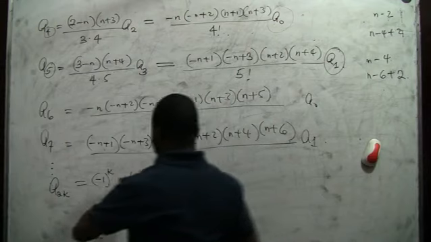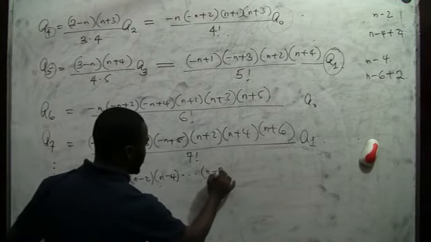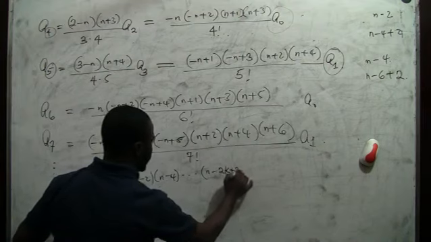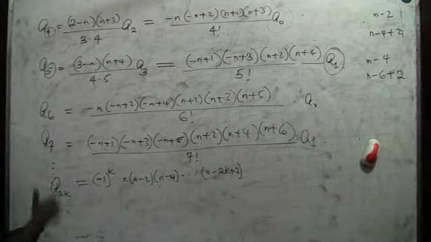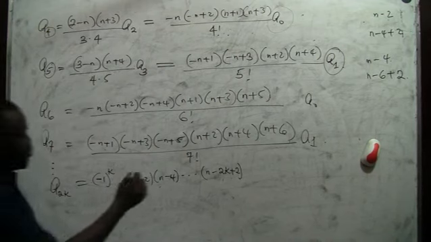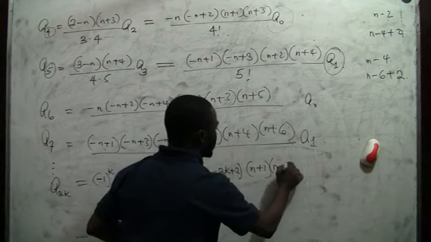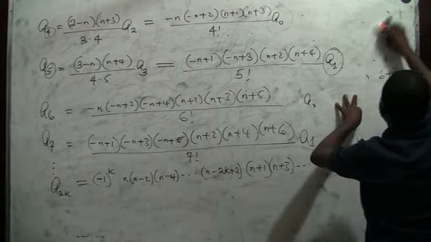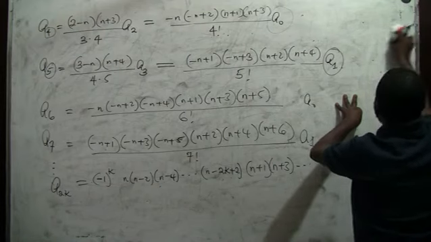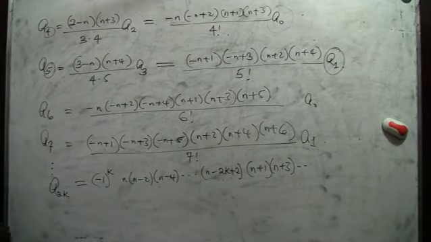So that means that the last term here will be n minus 2k plus 2. That's the last term that we have. Now let's consider the second part. The second part we have n plus 1, we have n plus 3, it continues. Is there any relationship between that subscript and the last term? Of course there is a relationship between the subscript and the last term.